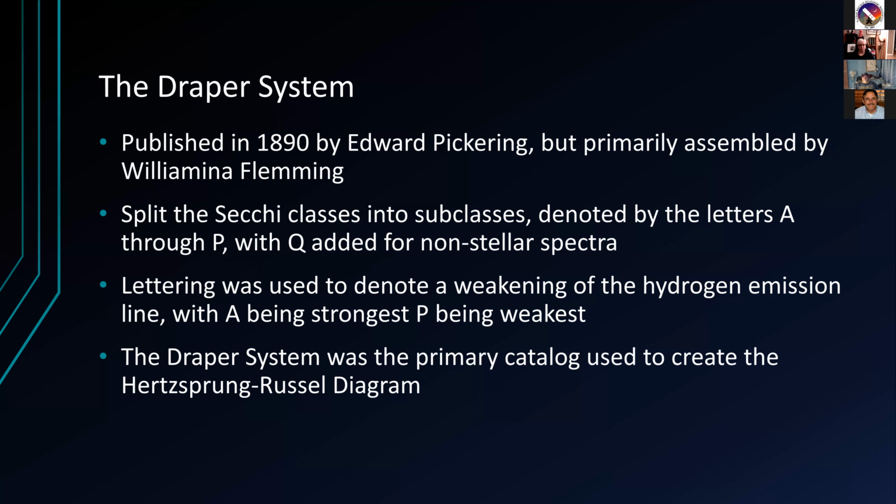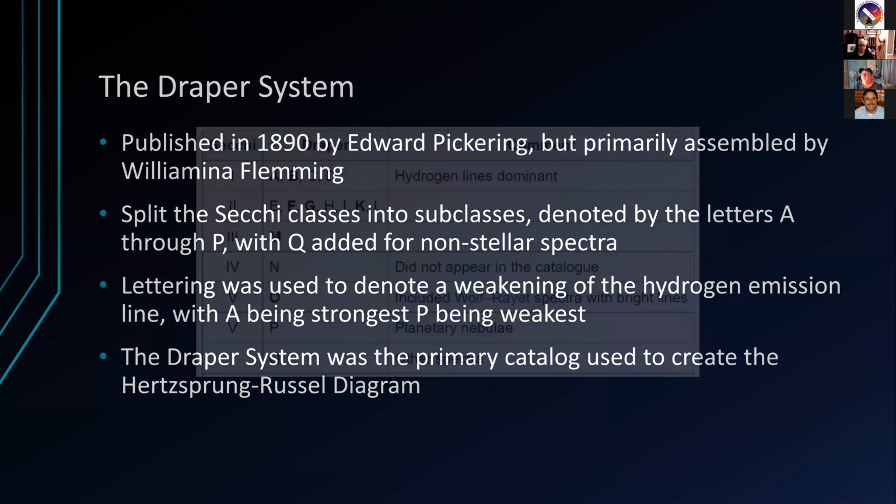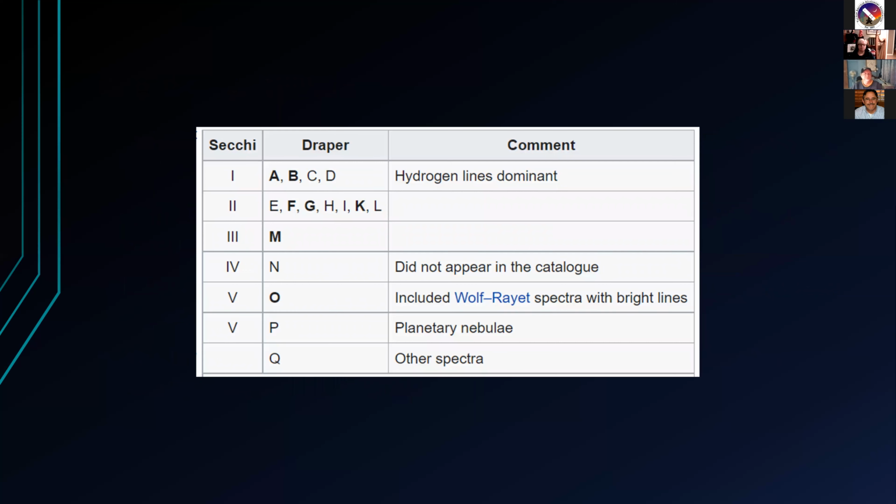It was the Draper catalog and the Draper system that were later used to assemble what we now know as the Hertzsprung-Russell diagram, which I have some pictures of here later, and it is a phenomenal tool for helping explain many things about stars. And so to summarize here, we have the Secchi classes in the left-hand column, the Draper classes in the center column, and then kind of just showing how these were all lined up, and where the two systems overlapped with each other. So the Draper system was an extension of the Secchi system, so that you would catalog a star as type 1A for different types of stars, and so on.